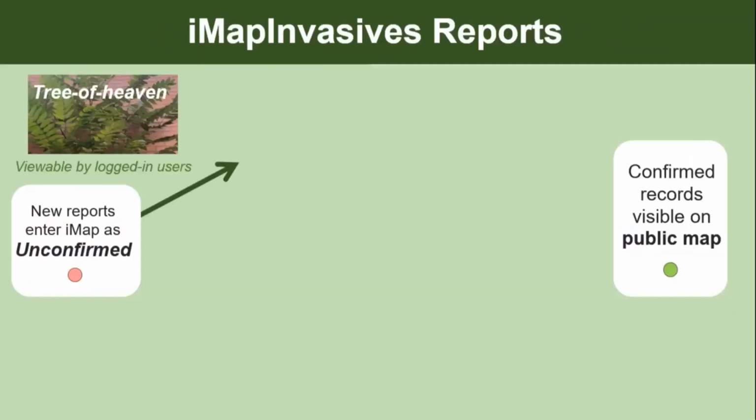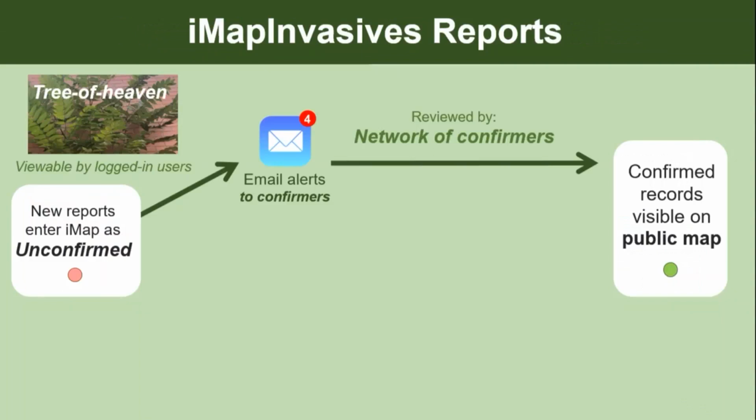And just to illustrate that a little bit more, volunteers enter Tree of Heaven records. They go in as unconfirmed. Email alerts go out to our confirmers, and then they review these records and set them to confirmed when they are verifiable.